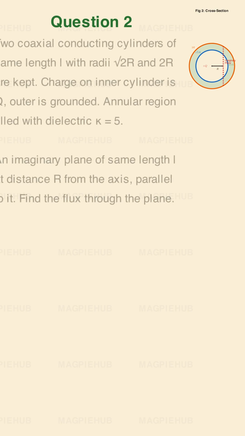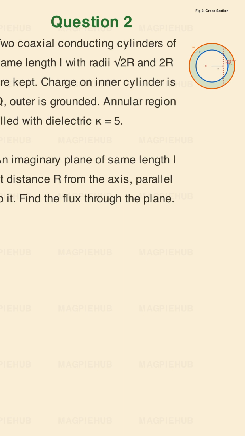Here is the full question. Two coaxial conducting cylinders of the same length L, with radii √2r and 2r. The inner cylinder carries charge q, the outer cylinder is grounded. The annular region is filled with a dielectric of dielectric constant kappa equals 5. An imaginary plane of length L at distance r from the axis is parallel to it. We need to find the electric flux through this plane.